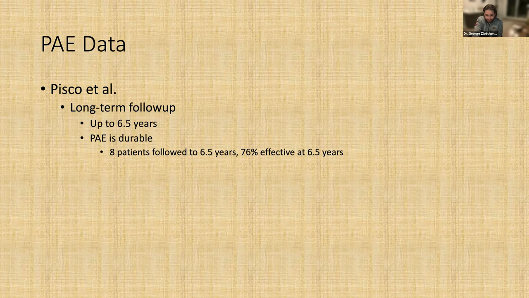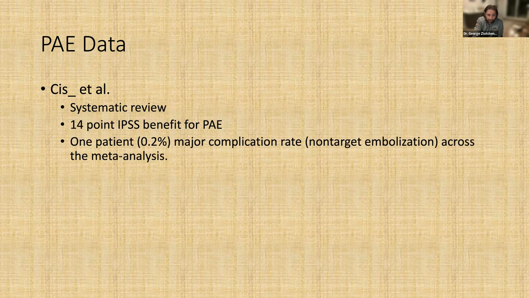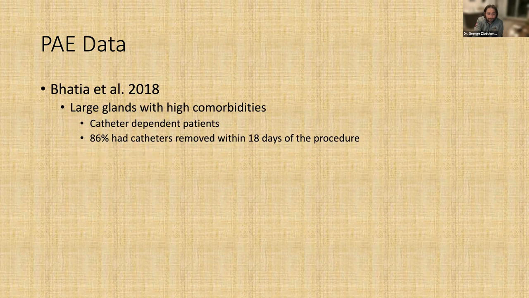This is a systematic review. PAE shows a 14-point IPSS benefit. Only 1 patient had a major complication of non-target embolization across the major meta-analysis. Bhatia et al. looked at large glands with high comorbidity patients, catheter-dependent patients, and 86% of patients had the catheter removed in 18 days.